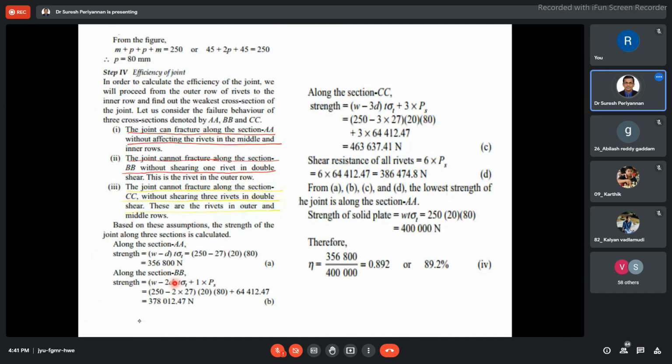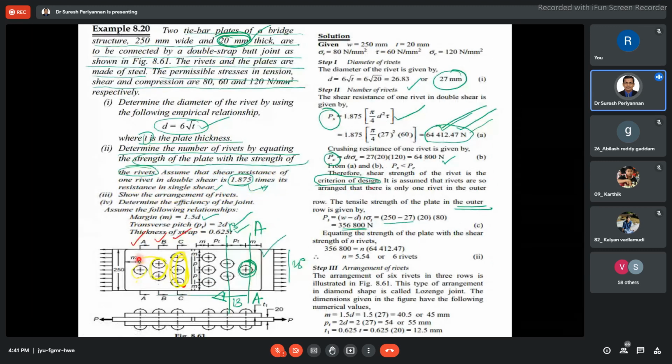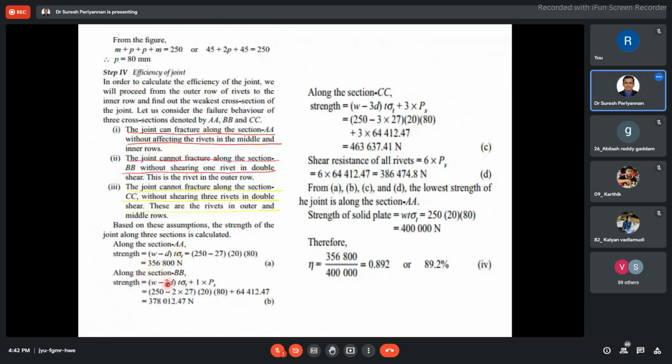Now, when I consider one rivet hole, (W minus D), that is (P minus D) into T into sigma T. Now, when I'm considering this rivet, I'm going to consider 2D, plus the shear strength of the first rivet in the outer row. Then this is the strength of the BB section.